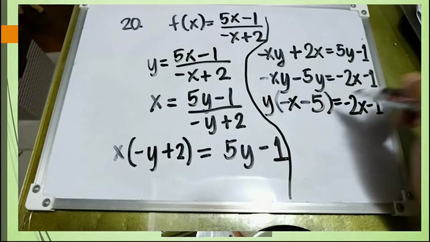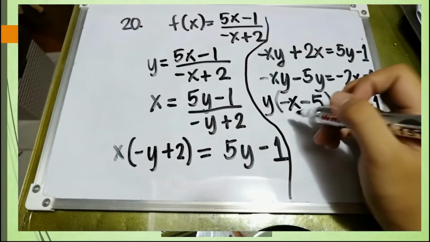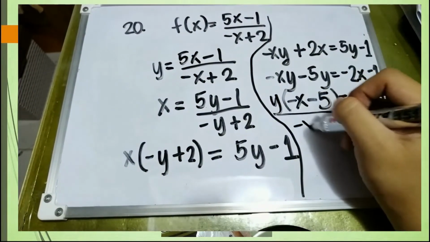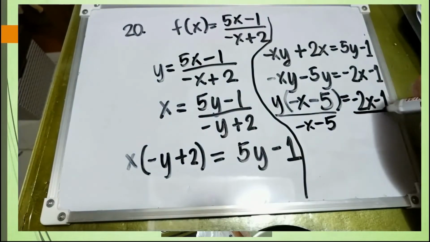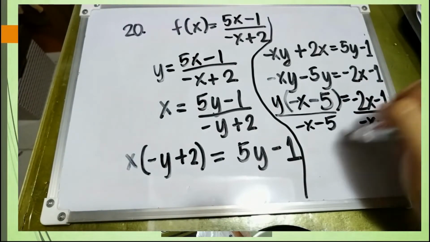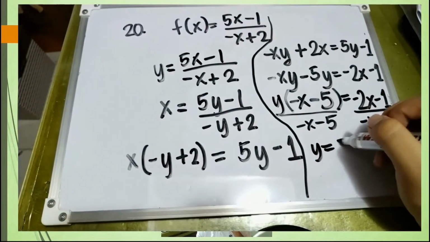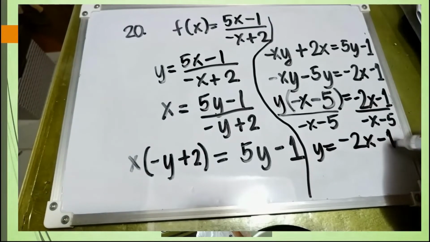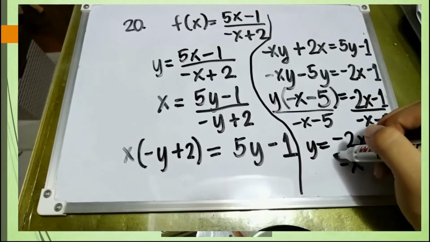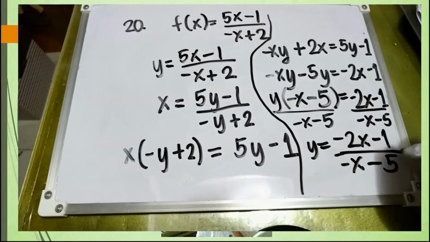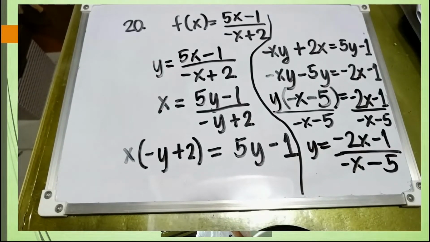So divide both sides by negative x minus 5. So y is equal to negative 2x minus 1 over negative x minus 5. So that is just the inverse. Okay, take note of this one.